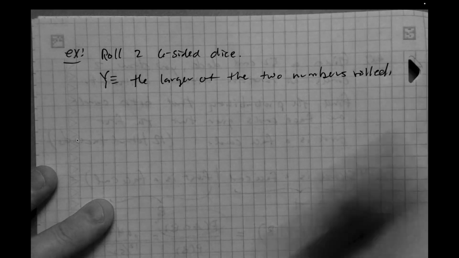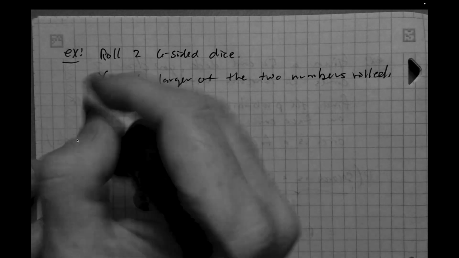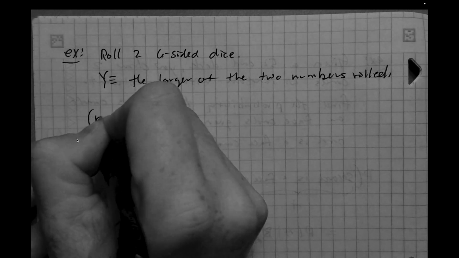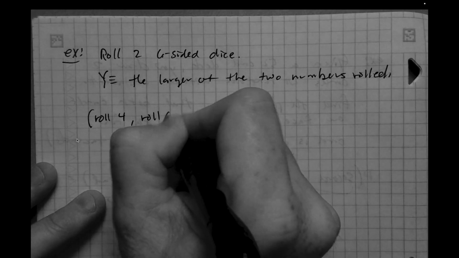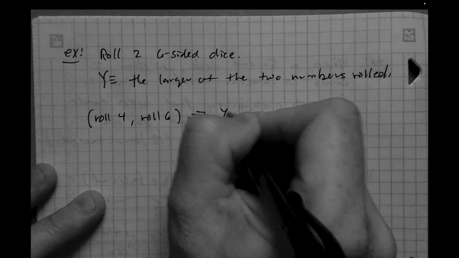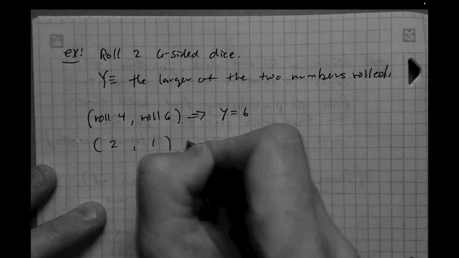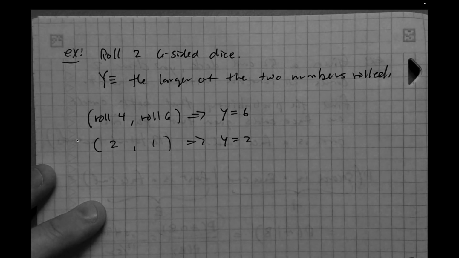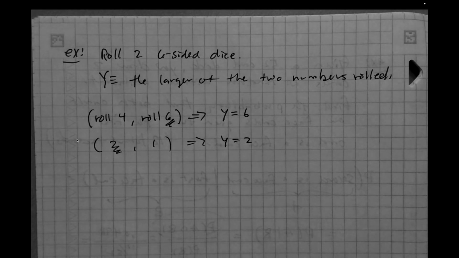Okay, so that's kind of different. It's not a sum, it's not a difference or anything. So for example, I roll a 4 and I roll a 6. Then y is equal to 6. If I roll a 2 and a 1, then y is equal to 2. Right? It's just taking the larger of the 2 rolls and assigning that as y.